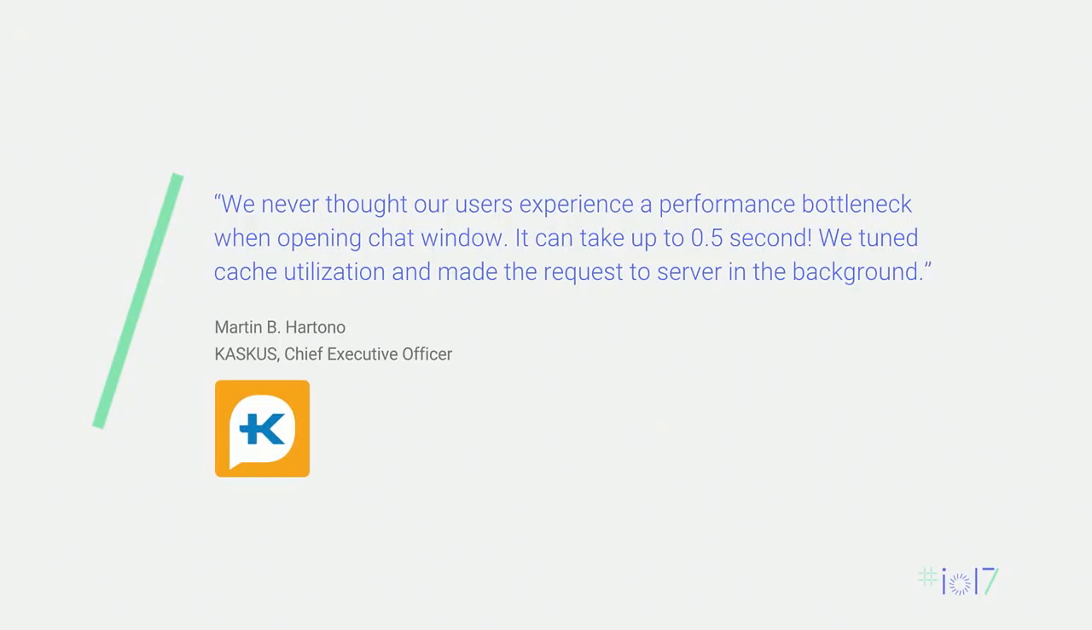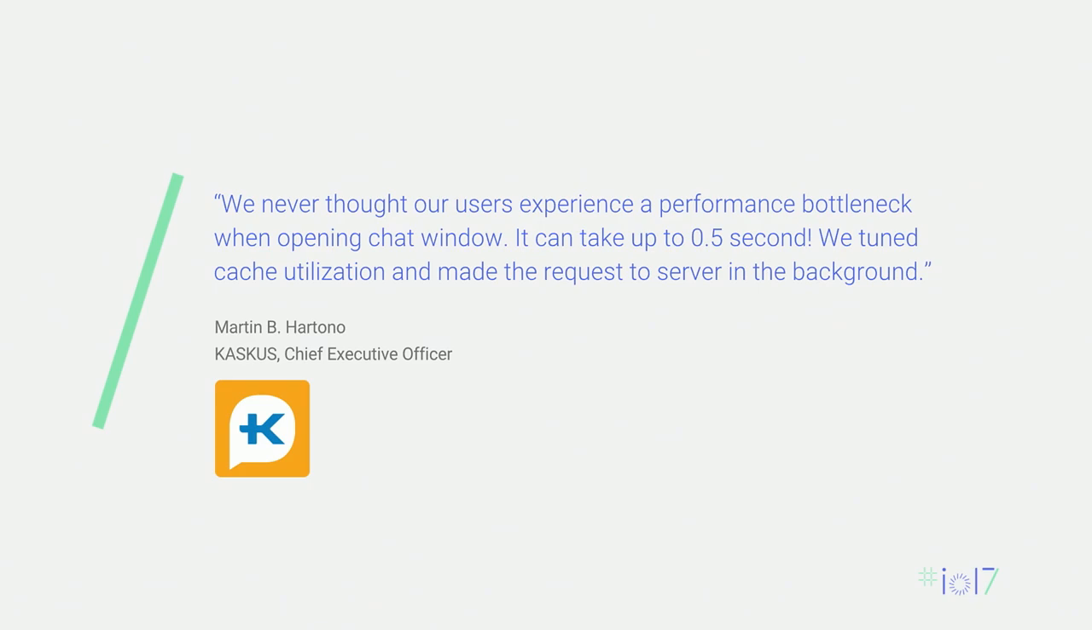I'll give you another example. Kaskus is a chat app based out of Indonesia. They use performance monitoring and realized that one of their biggest performance bottlenecks is the opening of the chat window. It took 0.5 seconds in some devices. That's something they did not expect. They optimized it, and because of that, they have a much better user experience.